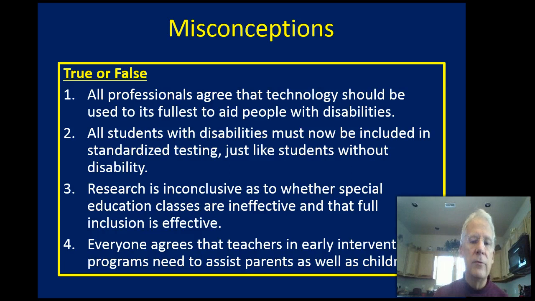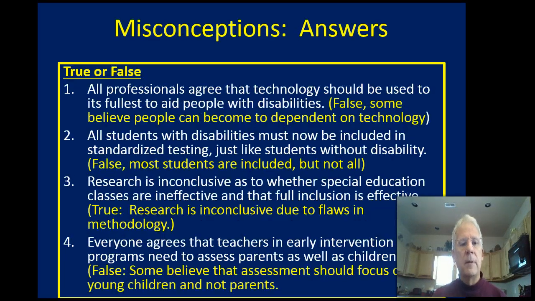Each chapter has true and false questions, and I trust that you have looked at these already. I'm going to move through and talk a little bit about the answers. That first question: all professionals agree that technology should be used to its fullest to aid people with disabilities. Well, that word "all" is kind of a signal. Not all professionals believe that technology should be used to its fullest to aid people.